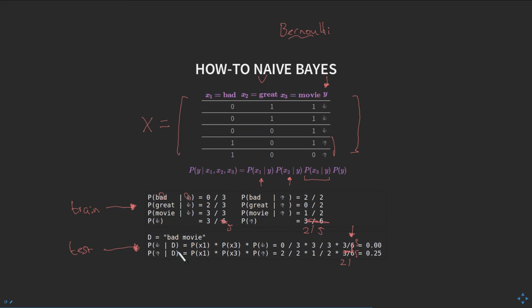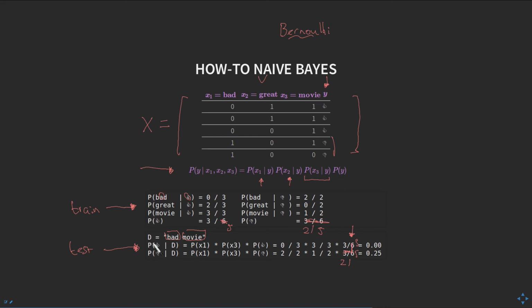Now at test time, we are provided with a new document, which is just bad movie. This is what it says. So it has 2 tokens: it has bad and it has movie. And now we're interested in seeing what the probabilities are. We just apply this formula over here to do a prediction. So the probability of a certain label given the features, this is exactly what we're doing here.